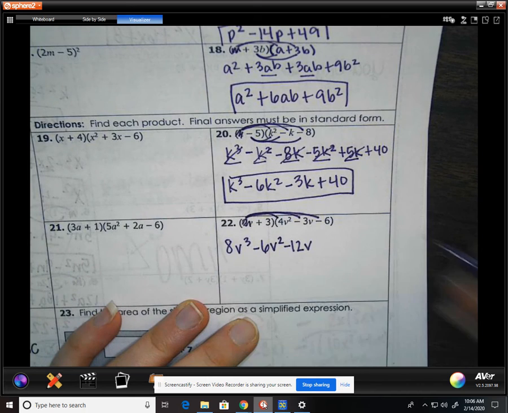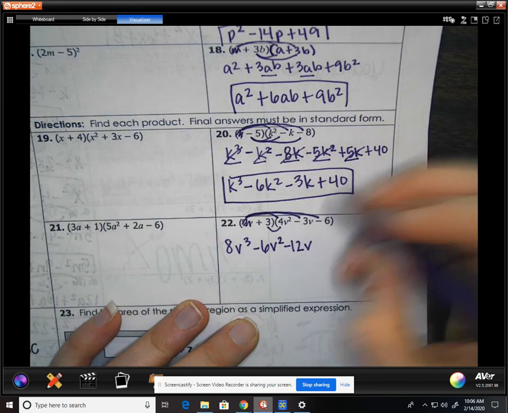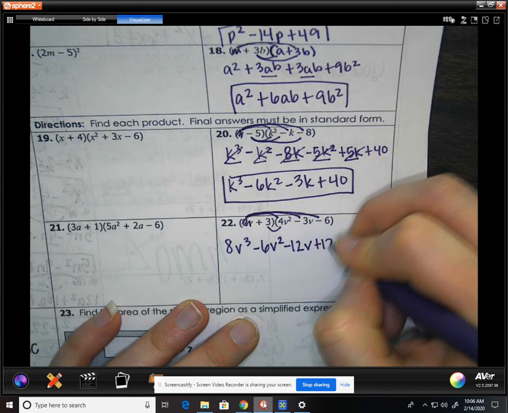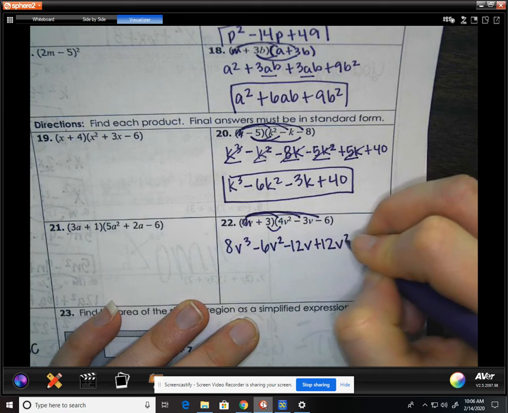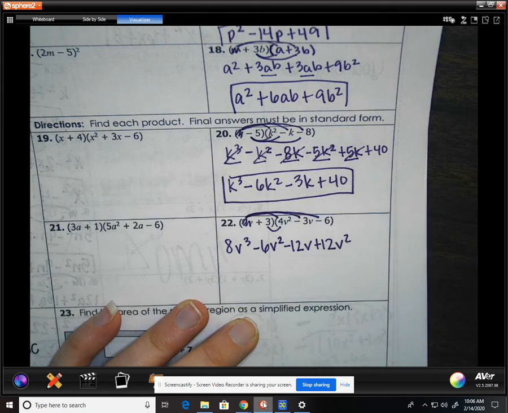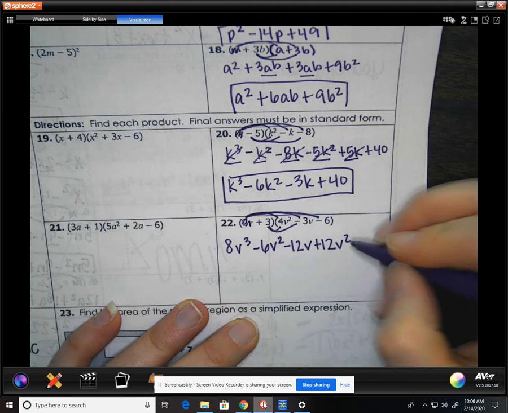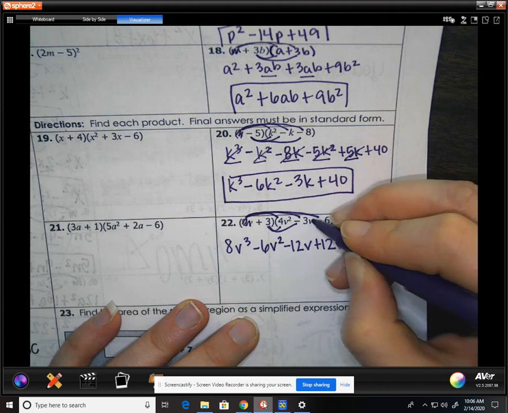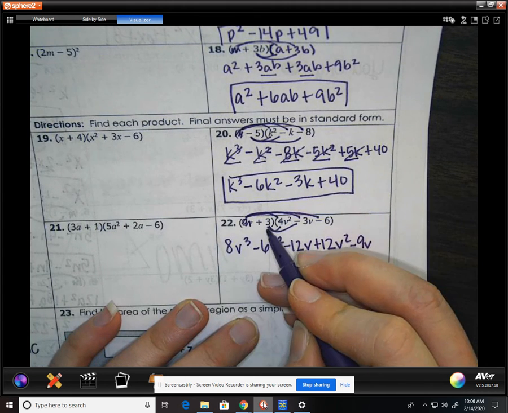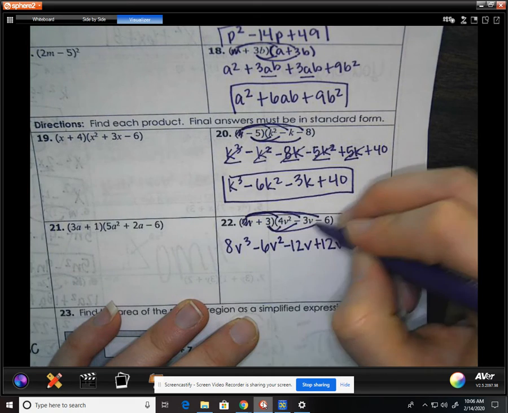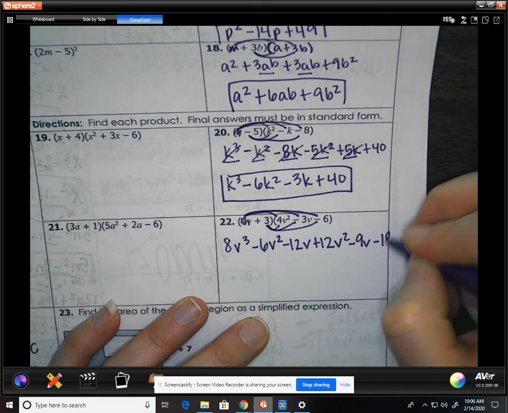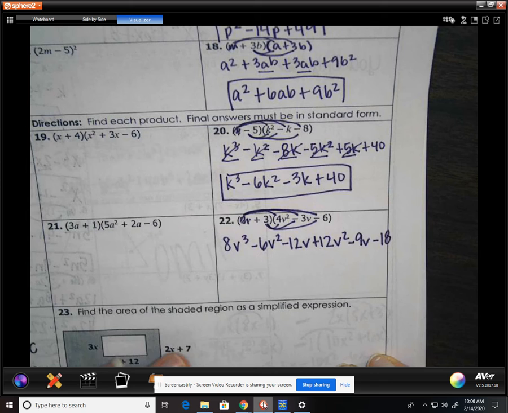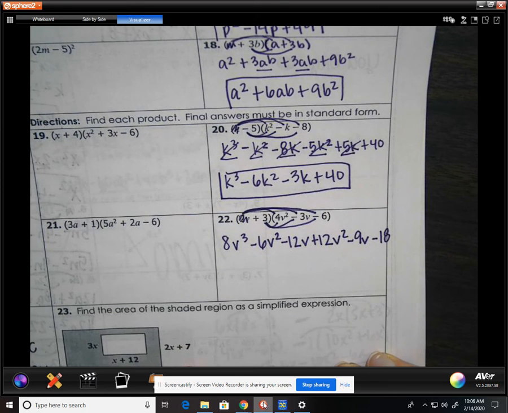I'm done with the 2v, so now I move to 3. 3 times 4 gives me a +12, and I just keep the v squared because there's no v's over here. 3 times -3 gives me -9, and I just keep that v because, again, there's no v's over here. And then 3 times -6 gives me -18. There's no v's in either piece, so I just don't write it.